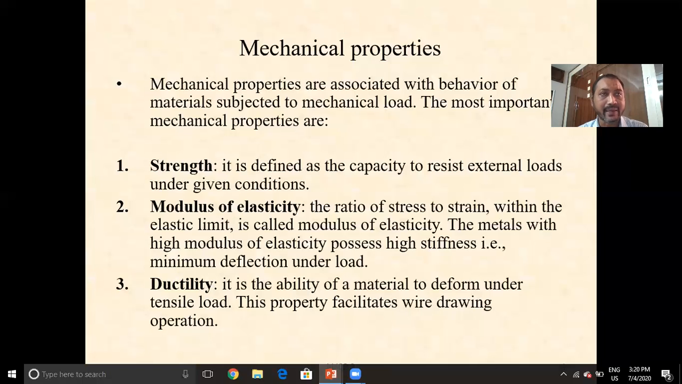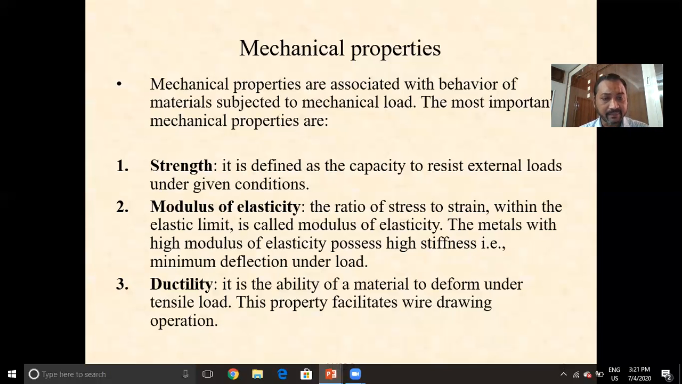Strength is a very common and very important property to be taken into consideration before selecting a material for any application. Strength is the capacity of a material to withstand the external loads without failure. Generally, mild steel has the maximum strength as compared to cast iron and other materials.